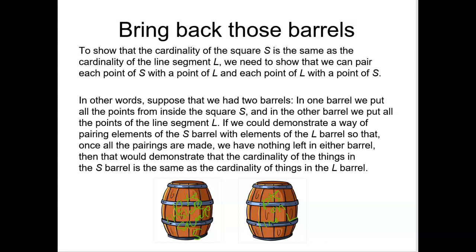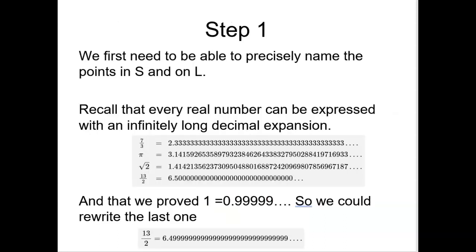Now, it's going to get a little tricky, and we're actually going to do something wrong before we do something right. So first, we're going to want to precisely name those points in S and L. Recall that every real number can be expressed with an infinitely long decimal expansion. But remember that we also proved that 1 is equal to 0.99999... So instead of rounding, we want to make sure everything is really precise. Instead of saying 6.5, anytime we've got those 0s, we're going to think about it in terms of the 9s. Remember, these are equivalent. We already proved that.